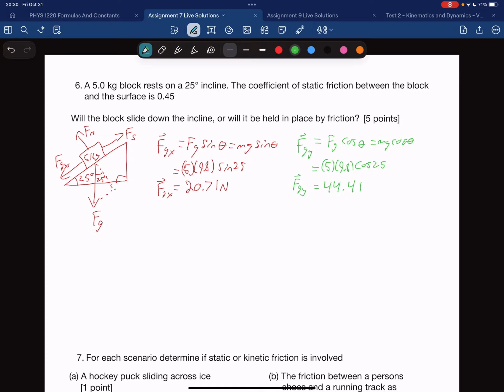The only one pointing upwards is the normal force. So this means that the magnitude of the normal force is equal to the magnitude of FGY. So I can say that the normal force is equal to 44.41 newtons in the positive y direction.